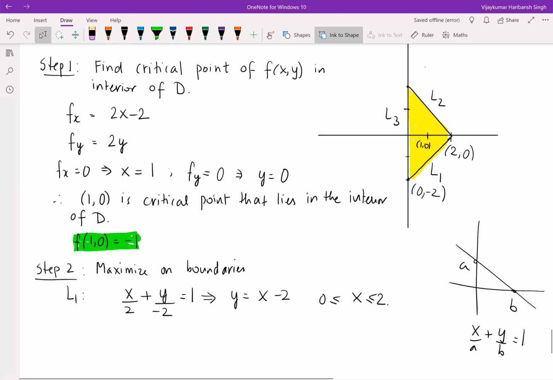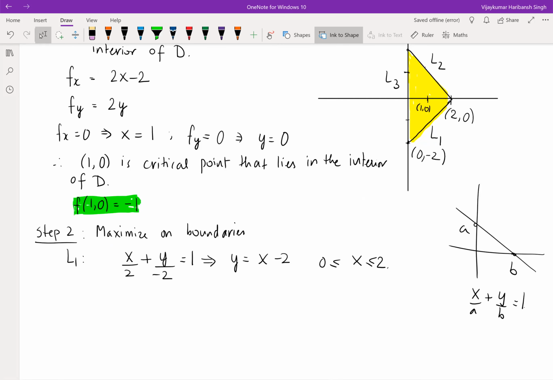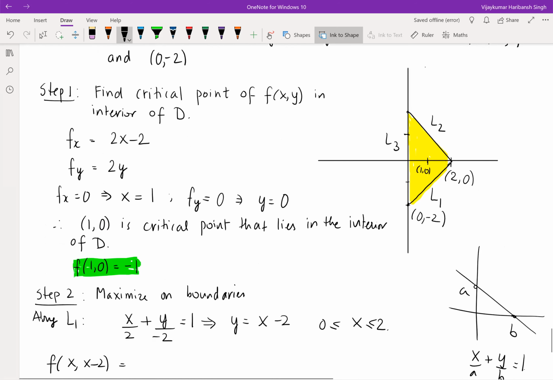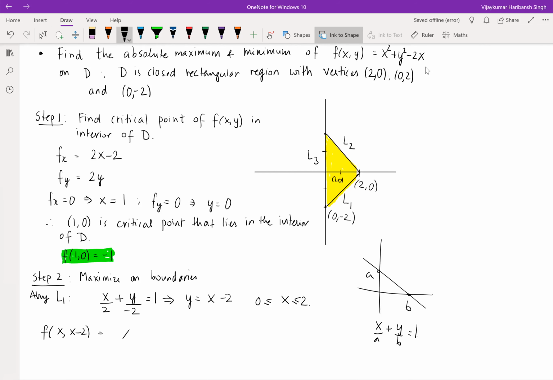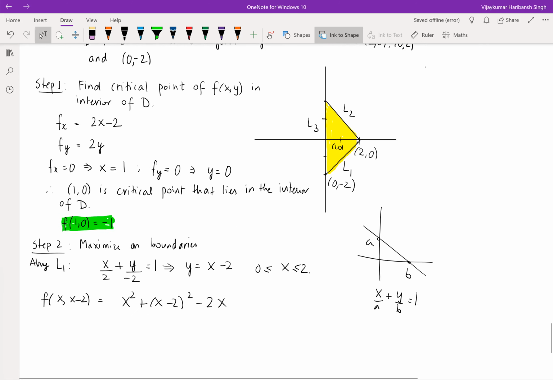So now along L1, I need to maximize this. So what do I get? Along L1, I have f of x comma x minus 2, which is x squared plus x minus 2 squared minus 2x, which on simplification is 2x squared minus 6x plus 4.